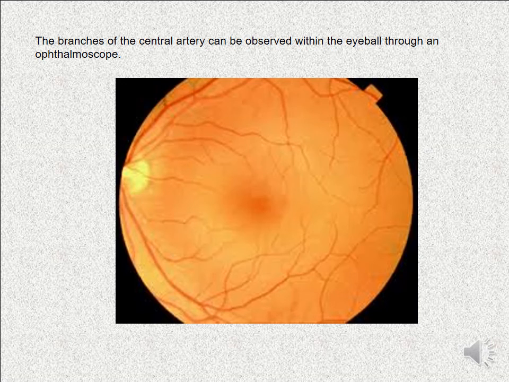The branches of the central retinal artery can be observed within the eyeball through ophthalmoscopy. The ophthalmologist can see the branches of the central retinal artery through ophthalmoscopy.